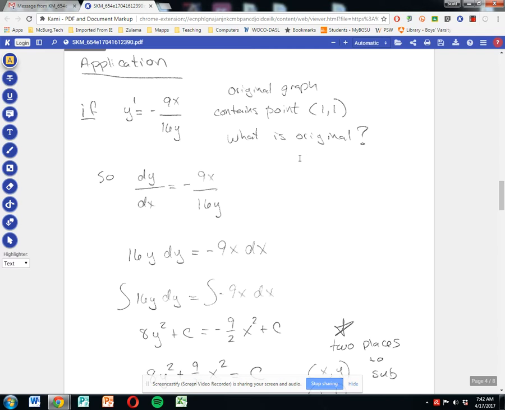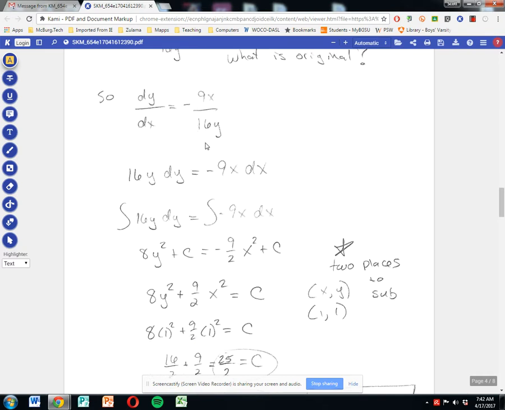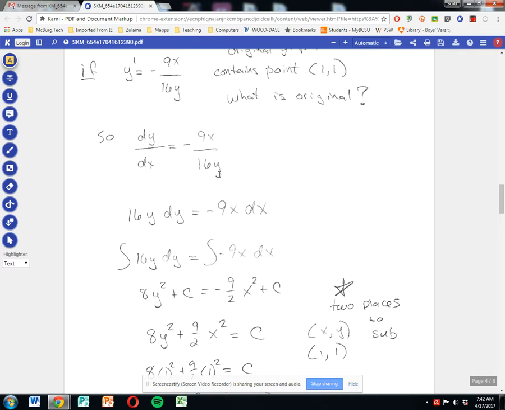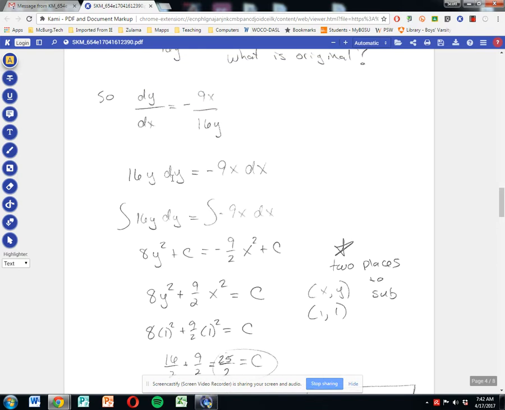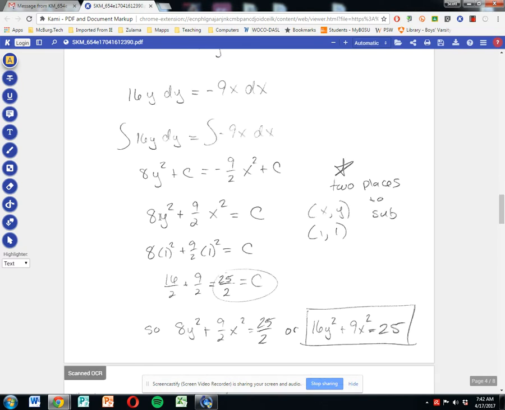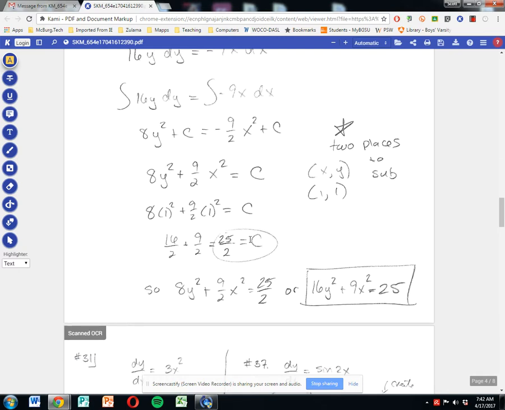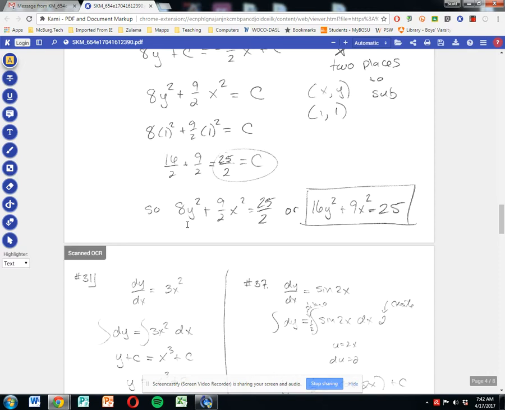However, if we want to find the original line so we can figure out the equation, well, that's when we have to take dy dx is equal to negative 9x over 16y. That's when we just substitute in. We push our x's to one side. We push our y's to the other side like we did before. We take the integral of both sides. Once we get the integral of both sides, we push all the x's and y's to one side and the c's to the other. In this particular case, we know there are 2 places to sub in, so we just put in 1 in place of y and 1 in place of x. And when we work this out, we find that c has to be equal to 25 over 2. So the equation was 8y squared plus 9 over 2 x squared is equal to 25 over 2.